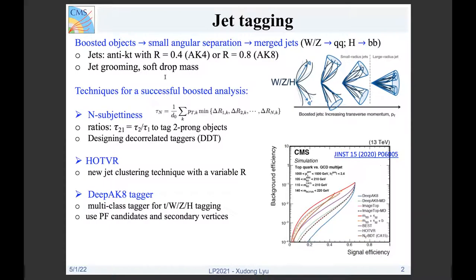For boson tagging, some useful techniques have been developed, like the traditional substructure variables, HOTVR, which is a new jet clustering technique, and the machine learning based tagger, which is the DeepAK8 tagger. It's a multi-class tagger for top, W, Z and Higgs tagging. The right plot shows the comparison between the different techniques, and you'll see DeepAK8 has the best performance.